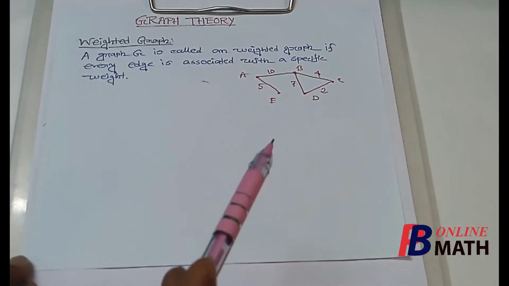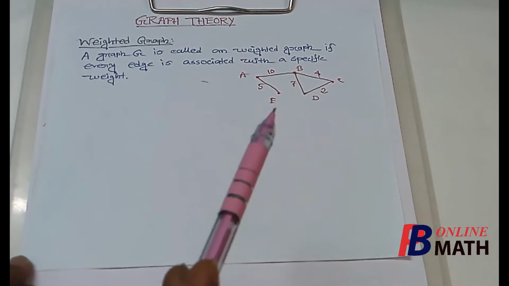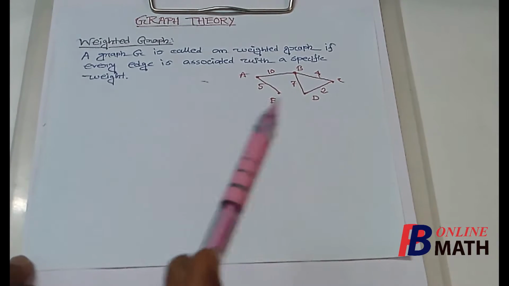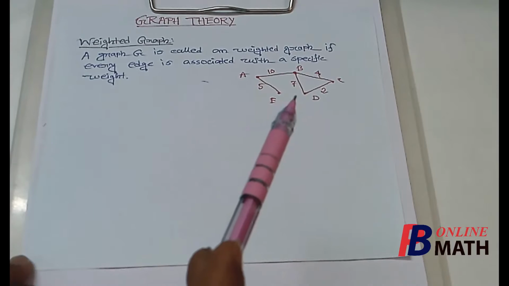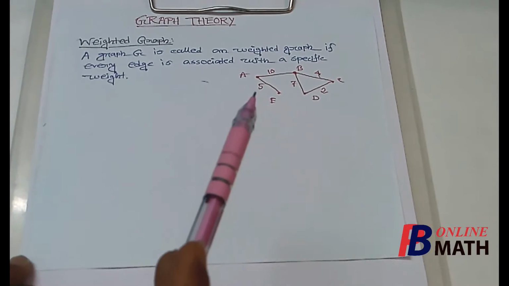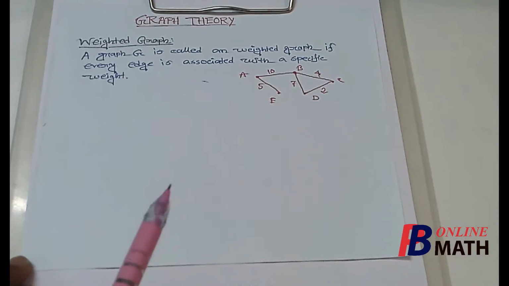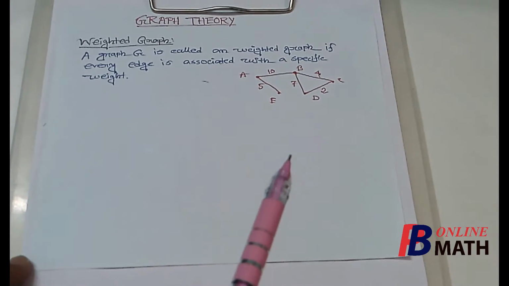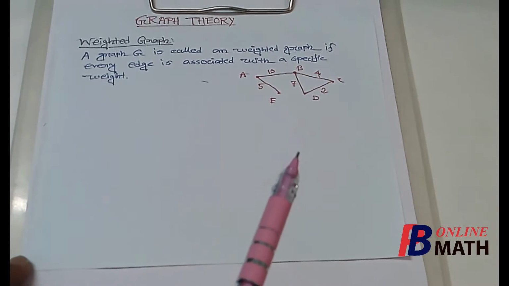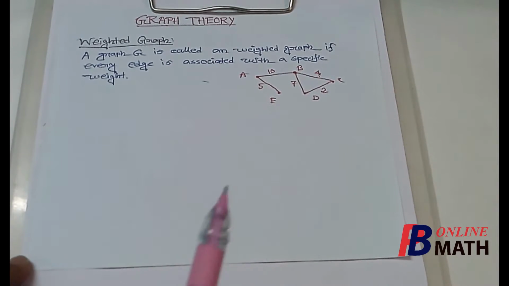For example, if we consider this graph, we find that it has 5 vertices and 5 edges, and for every edge we have put a weight. For example, the edge AB has weight 10, the edge AE has weight 5, etc. So this type of graph is called a weighted graph. If no weight is given for an edge of a graph, then we assume that the weight of that edge is 1.